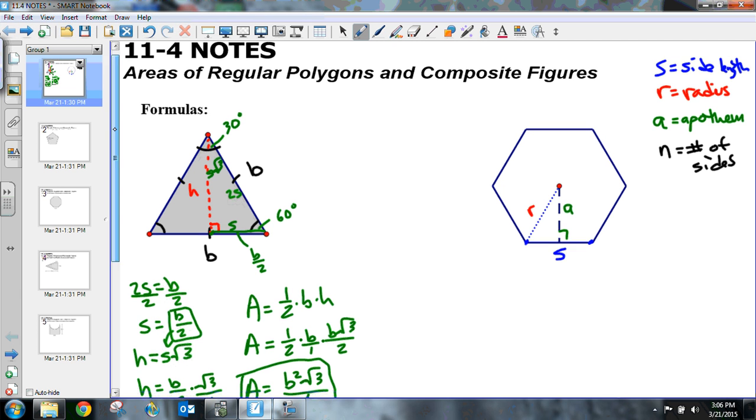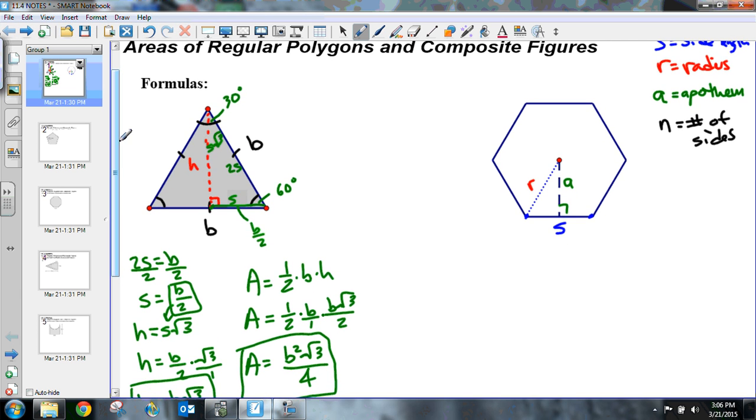So let's say that you're given the side length first, the value for s. Your area, given the side length, is going to be s squared times n, the number of sides, divided by 4 times tangent of 180 divided by the number of sides. If you plug in s and your n value into your calculator, it'll give you the area.